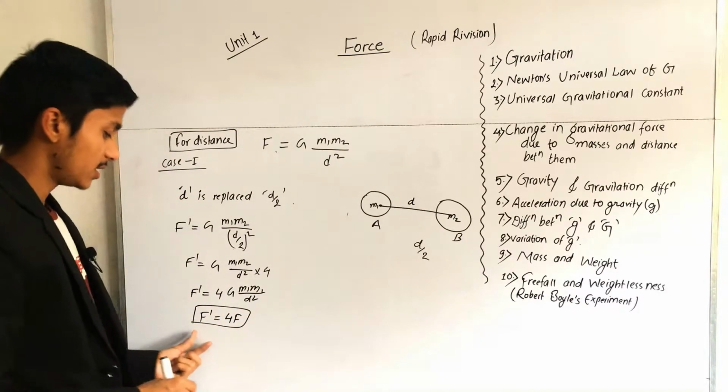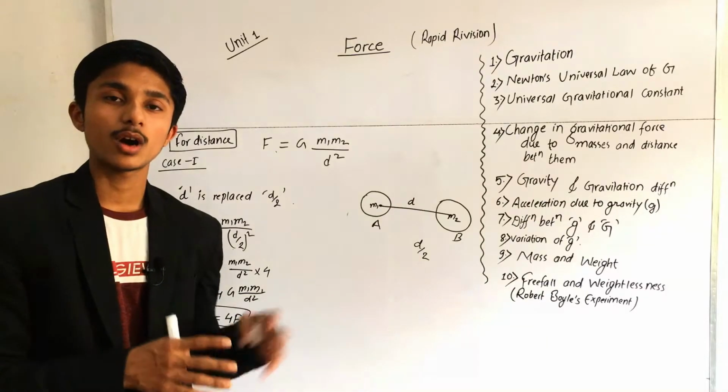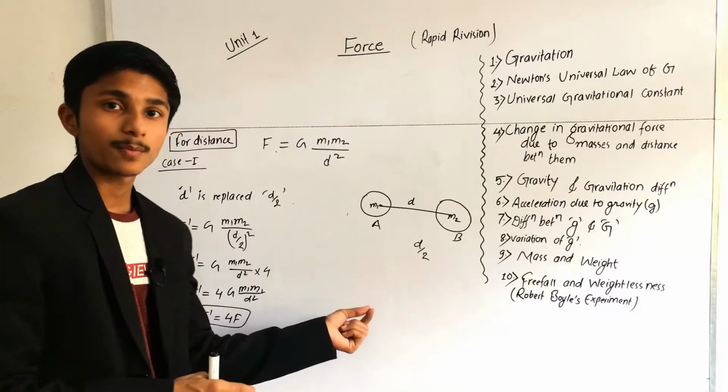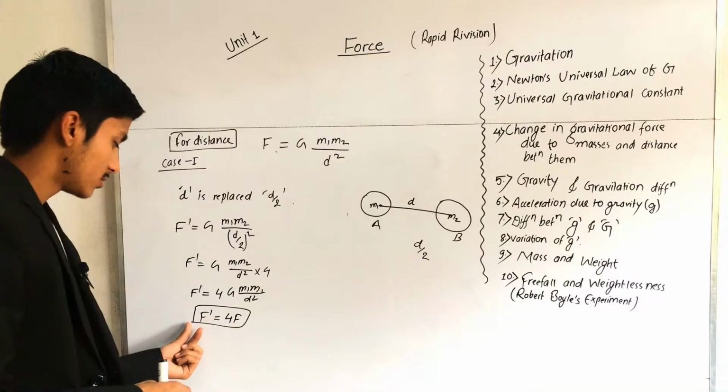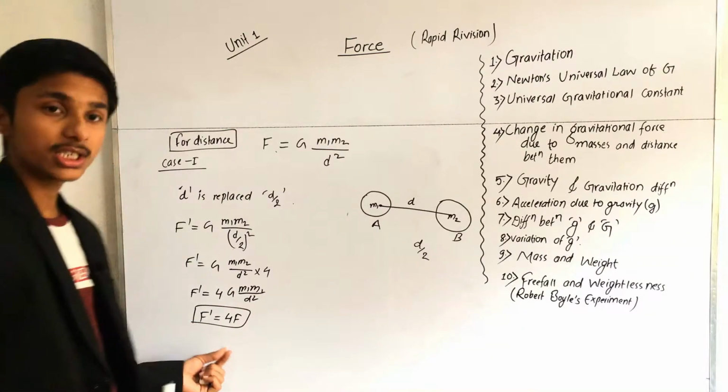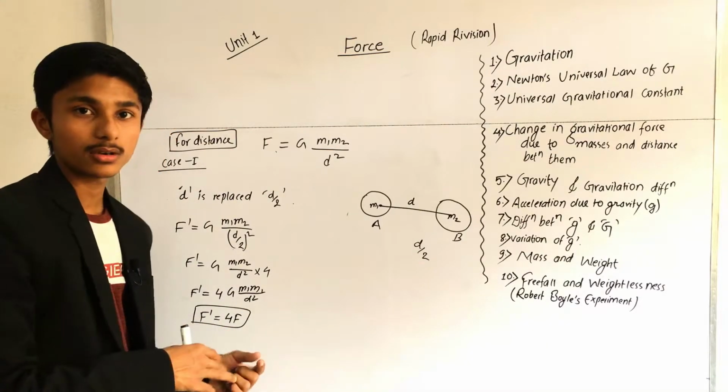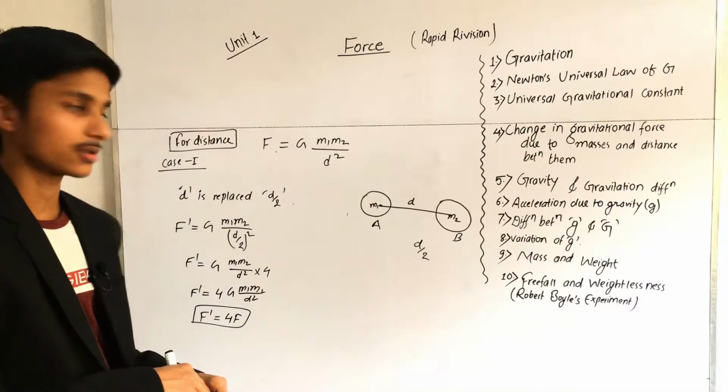What we can see here is, when the distance between two objects is halved, then the gravitational force existing between them is increased by 4 times.